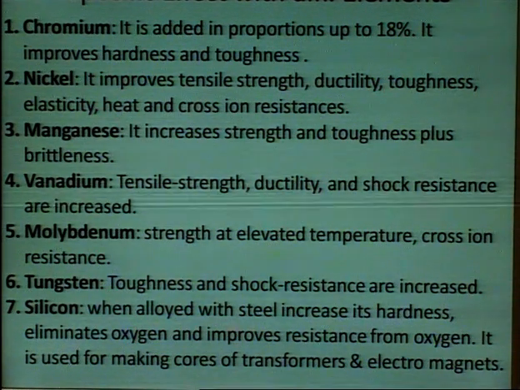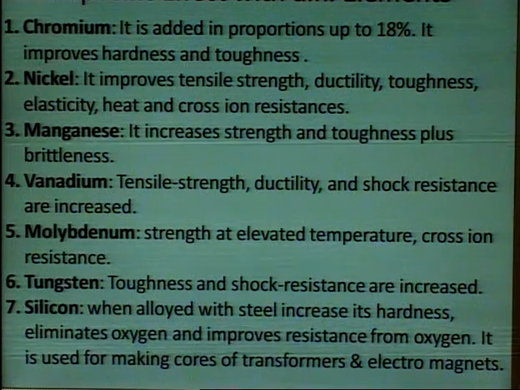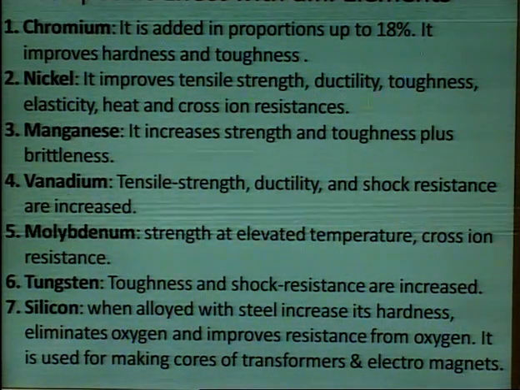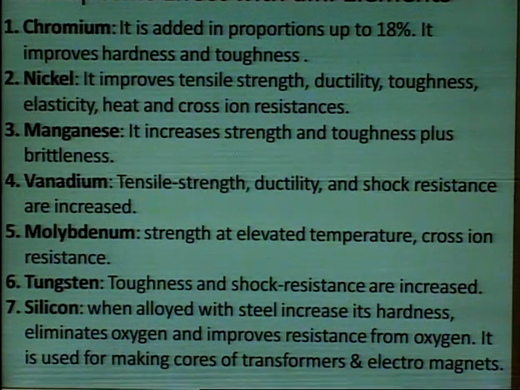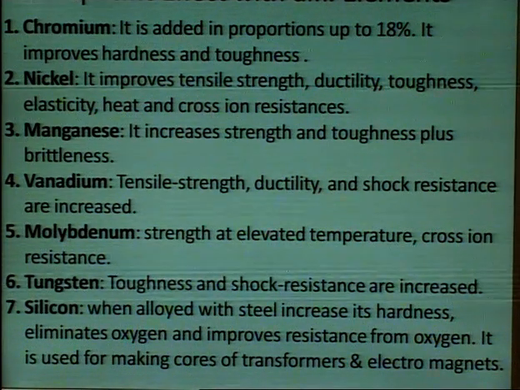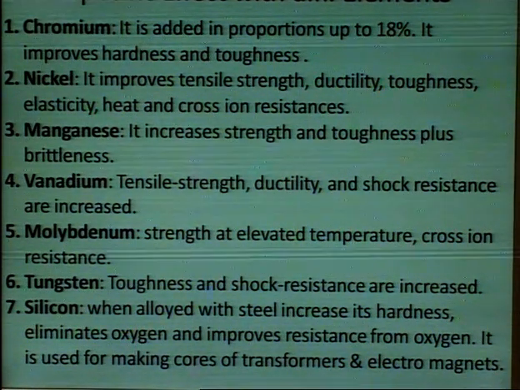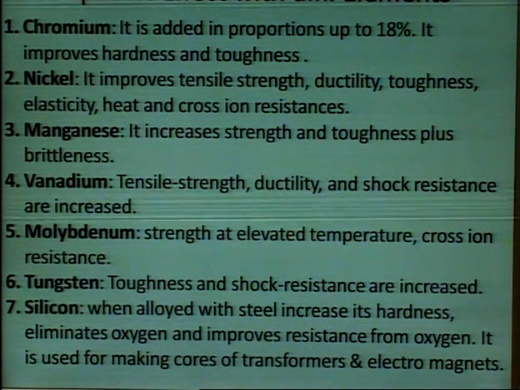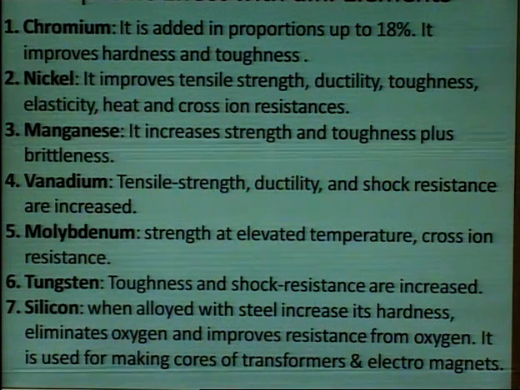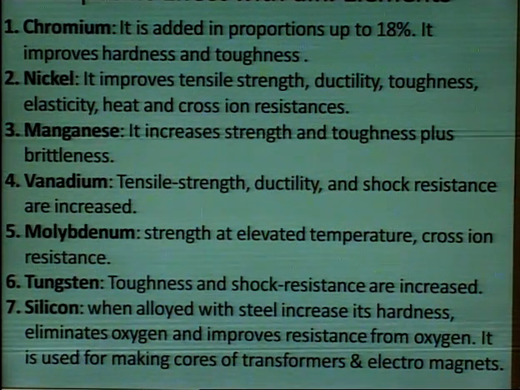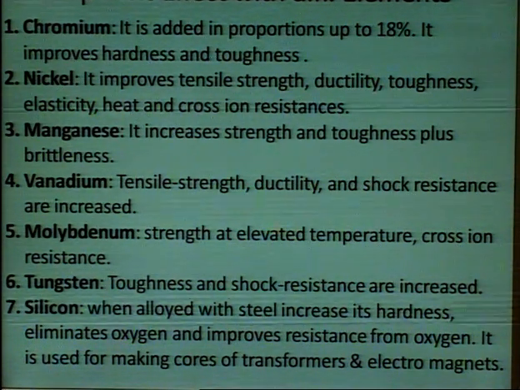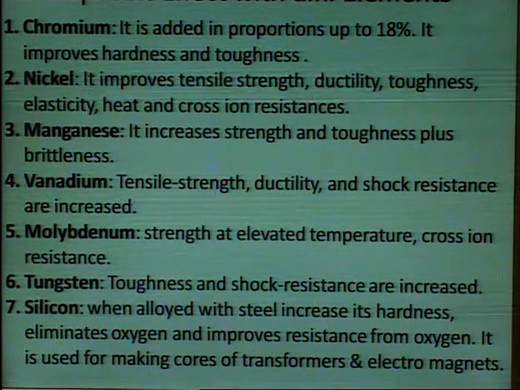When iron is mixed with molybdenum, it increases the strength at elevated temperature and increases corrosion resistance. With tungsten, toughness and shock resistance are increased. When iron is mixed with silicon, the steel strength increases along with its hardness. It eliminates oxygen and improves resistance to oxidation.